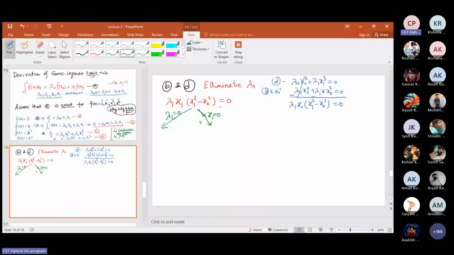यहां से देखोगे तो दो ऑप्शन मिलेंगे. पहला ऑप्शन क्या मिलेगा, x1 equals to x0, और दूसरा ऑप्शन क्या मिलेगा, x1 equals to minus x0, because this is x1 square minus x0 square, that will have factor x1 plus x0 and other will be having factor x1 minus x0. So these are the four options. So let us discuss these options one by one.